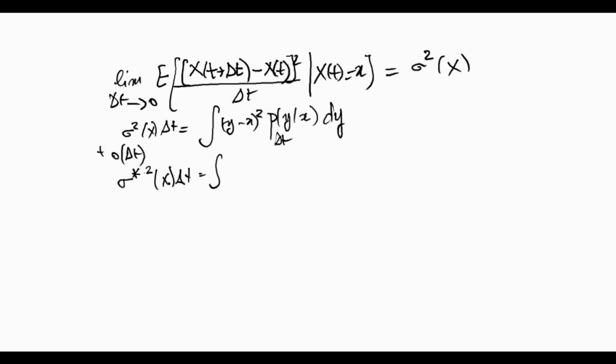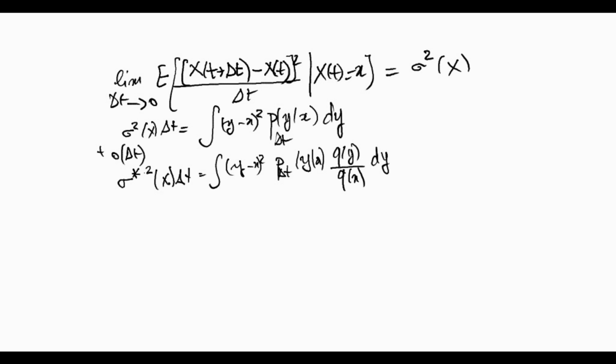equals the integration over the domain omega of y minus x squared. And now we have to use here the conditional probability distribution function for the process. So this is p star, which can be written p delta t, y conditioned on x, q of y divided by q of x, dy. And so now I will leave this for anybody who is interested.